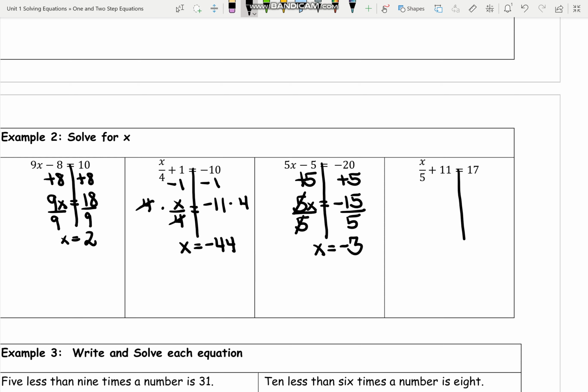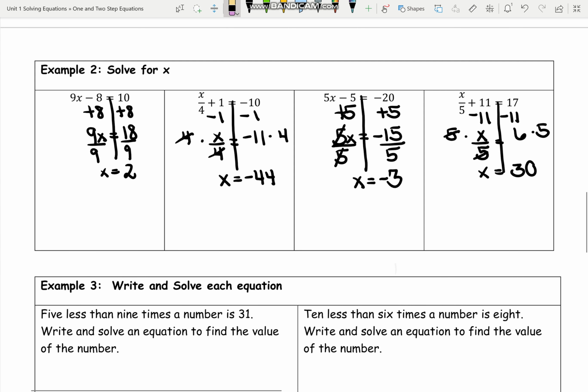Now, my last equation, I'm going to subtract 11 from both sides. So I get x divided by 5 equals 17 minus 11 is 6. I'm going to multiply both sides by 5. And I get x equals 6 times 5, which is 30. 30 divided by 5 is 6. 6 plus 11 is 17.